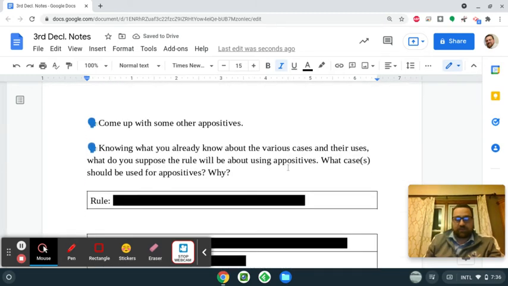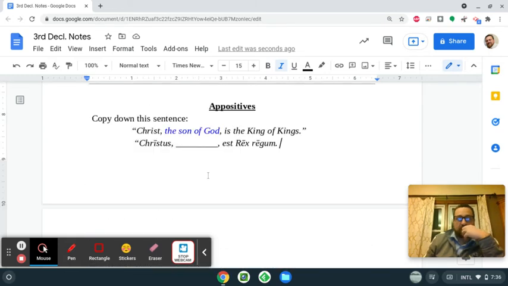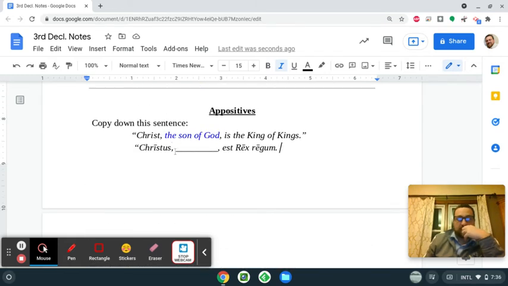So the question we're trying to figure out here is, what case should be used for appositives and why? So the son, well, son is Phili something. So what ending should go on the son? And then of God would be Dei.